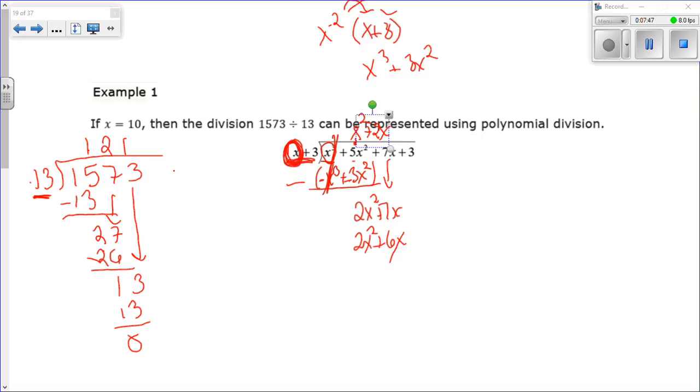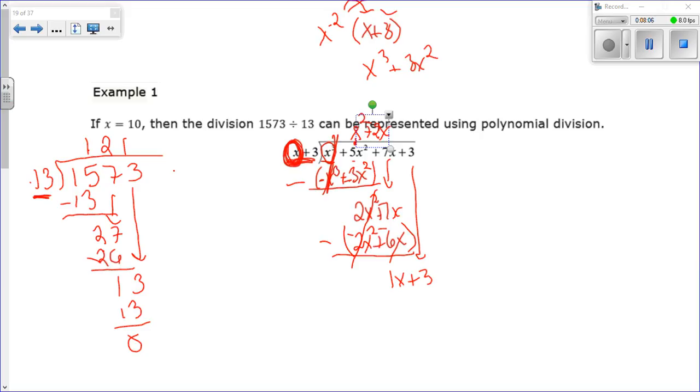And then I need to subtract the whole polynomial, so everything on its inside changes to its opposite sign. The 2x squareds cancel out. So I have 7x minus 6x, which is now 1x. Bring down the 3.